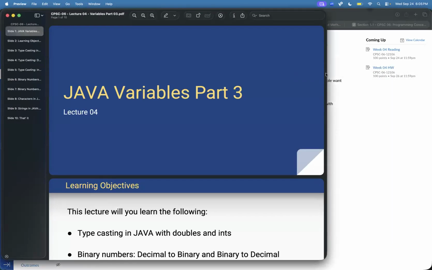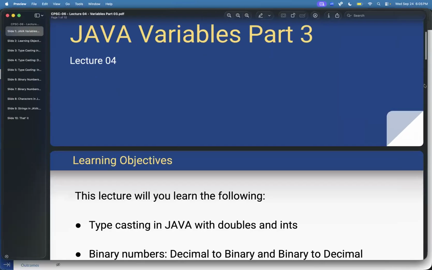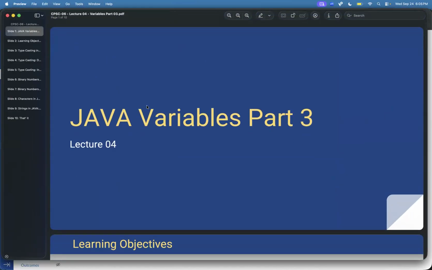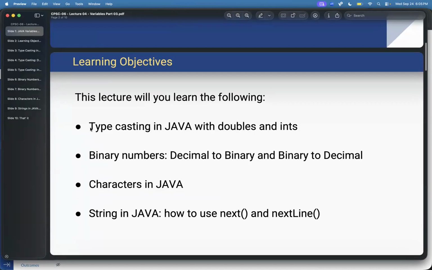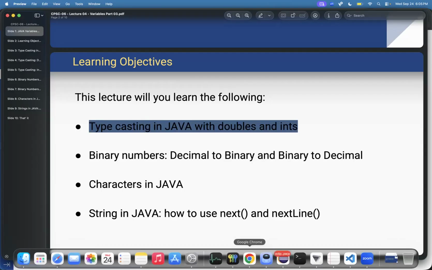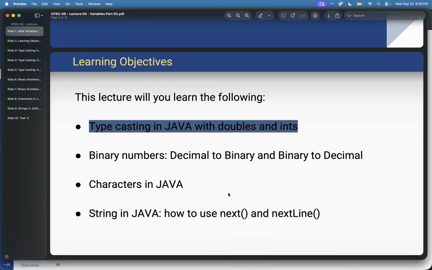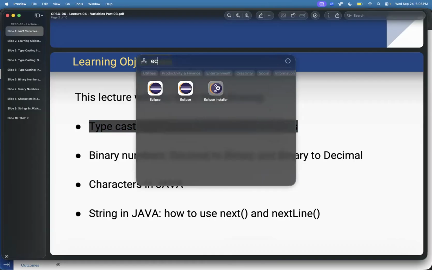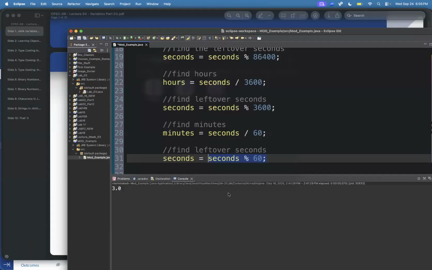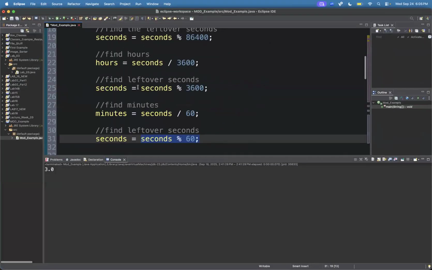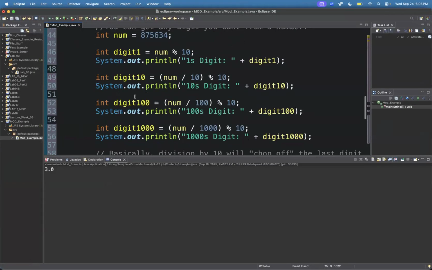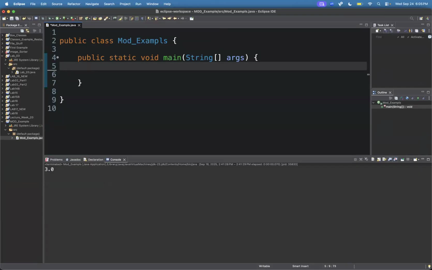And we're going to go over these lecture slides. Okay, so what are we doing? What's in here is typecasting, first of all, with doubles and ints. We'll need to look at Eclipse a little bit, so let's go ahead and open up Eclipse. Oh, it was open already. And I'll just delete whatever's in this current file. It will not be the mod example.